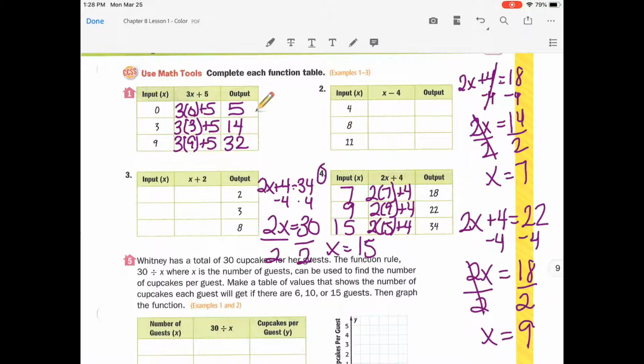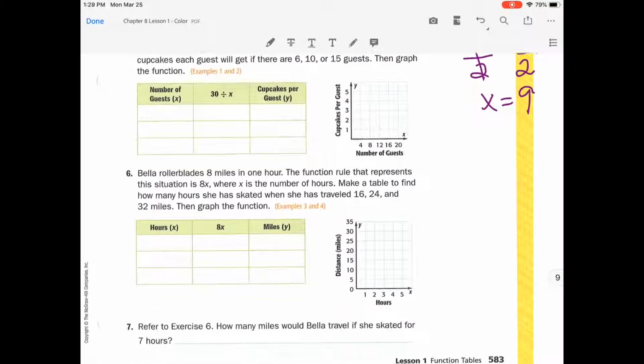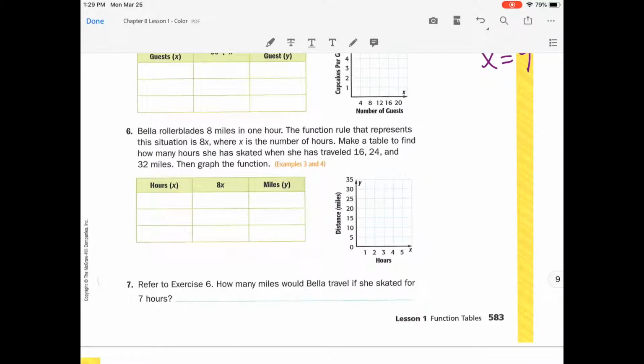All right, we're going to do one more of these graphing, and we'll go ahead and do this one down here. It says Bella rollerbladed 8 miles in 1 hour. The function rule that represents this situation is 8x, where the x is the number of hours. Make a table to find out how many hours she skated when she had traveled 16, 24, and 32 miles. So we know our miles, so 16, 24, 32, and we know it is 8x.